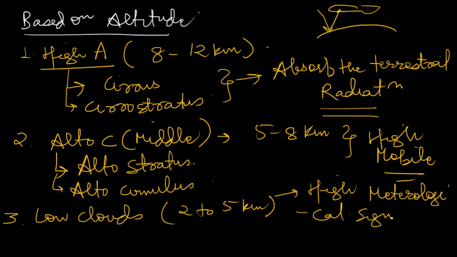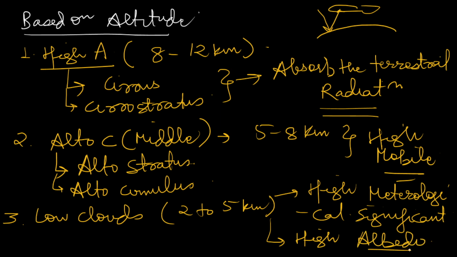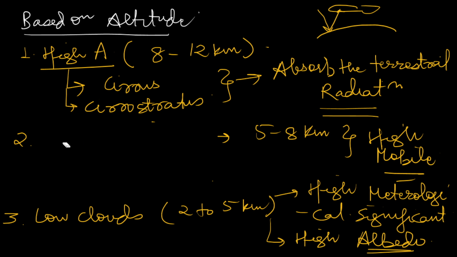Okay, and they have high albedo also, that is, they reflect back the sun's light coming from the sky. Snow also has high albedo, and these clouds also have high albedo. Now there are 2-3 types of low clouds. I hope you understand these middle clouds. I am rubbing them out so that I can explain low clouds.